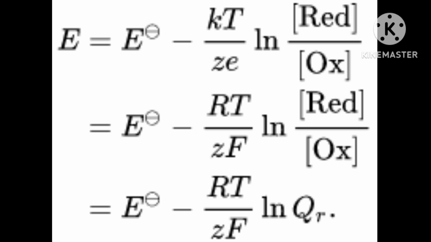Because in the Daniell cell, this is the arrangement. Correct? Zn is on the left side, copper is on the right side. That's why copper minus Zn. Then you will get the Ecell value that way.